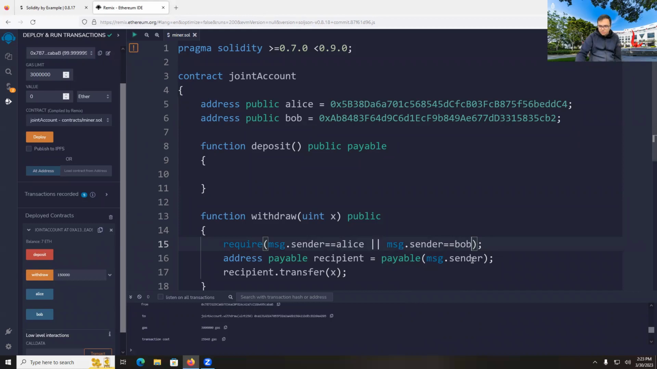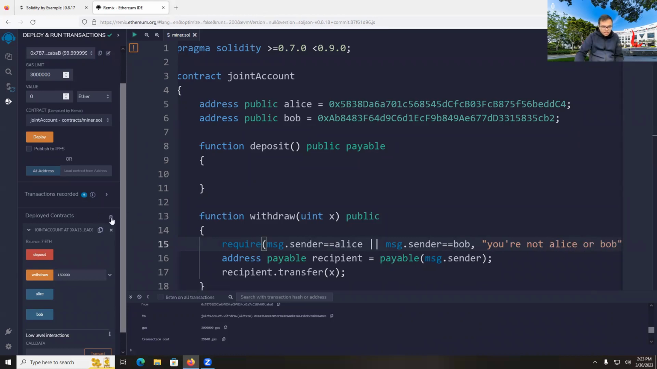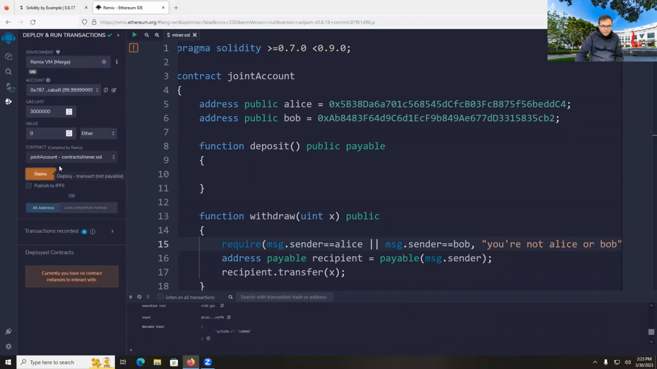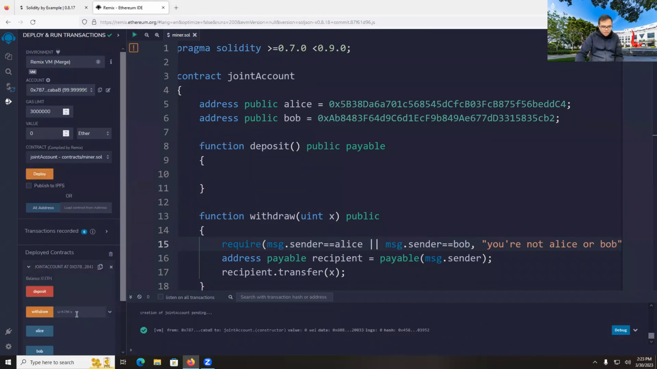And actually in your requires, you can also add a message so that you can see in the log what failed. So you can say you're not Alice or Bob. And okay, let me just deploy this again. Let's deposit some amount. And let's now try to withdraw some amount. And see that there is an error.